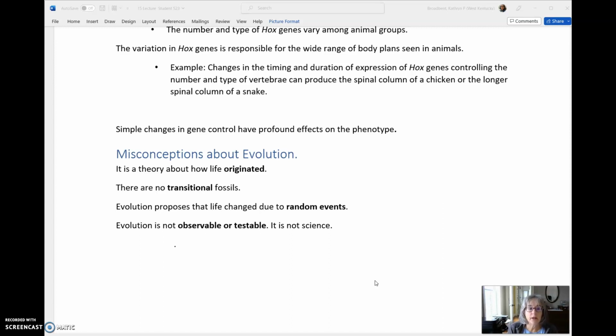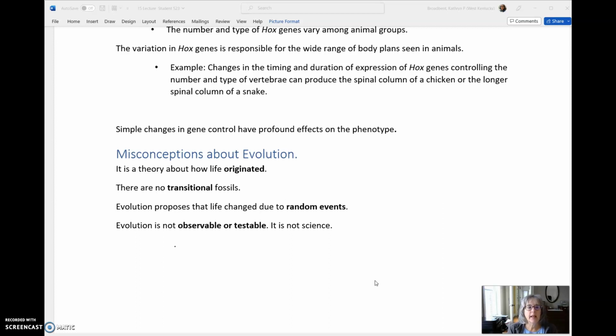Some people say that there are no transitional fossils, and this is not true. There are not complete sets of transitional fossils. There are what they used to call missing links, fossils that have not been found yet, or perhaps were never made. It's an iffy thing to make a fossil.